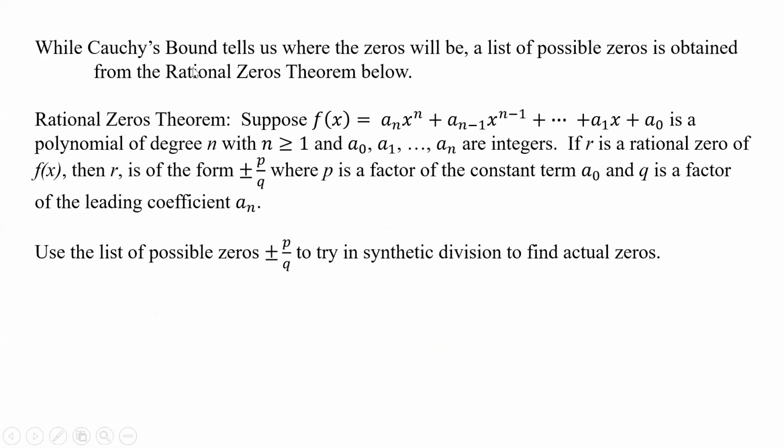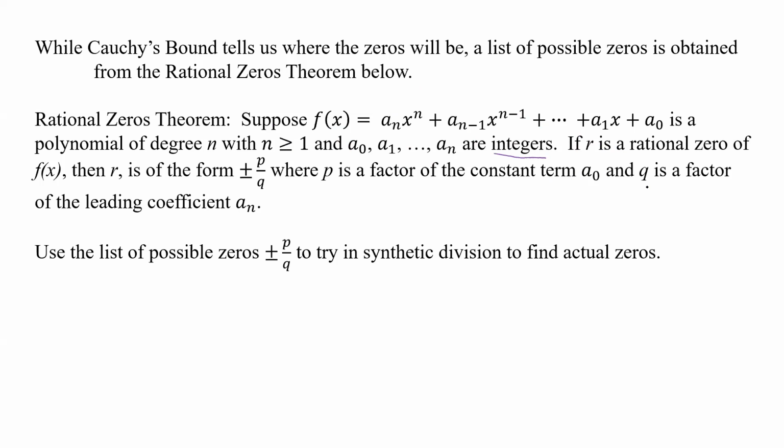Now, like I said, it tells you where the zeros are going to be, but what are the possible zeros? Well, we can get the possible zeros from something called the Rational Zero Theorem. Again, we're going to have some function f of x, and I'm not going to read all that out. It's going to have a degree of n, with n greater than or equal to 1, and each of our coefficients are going to be integers.